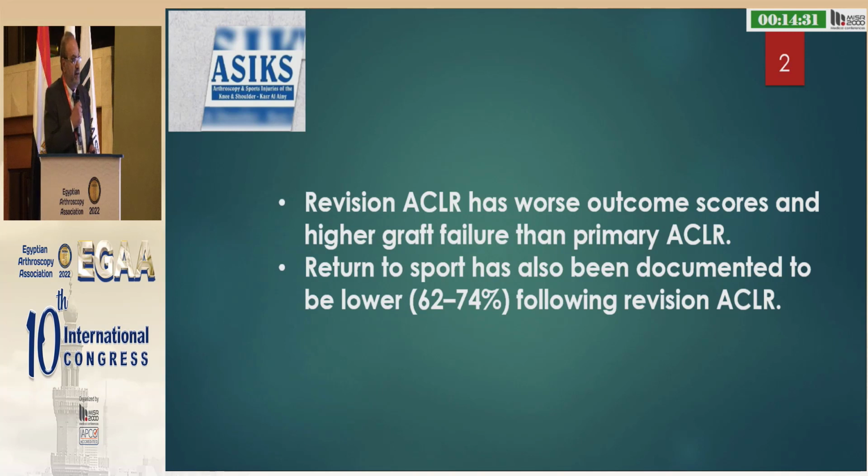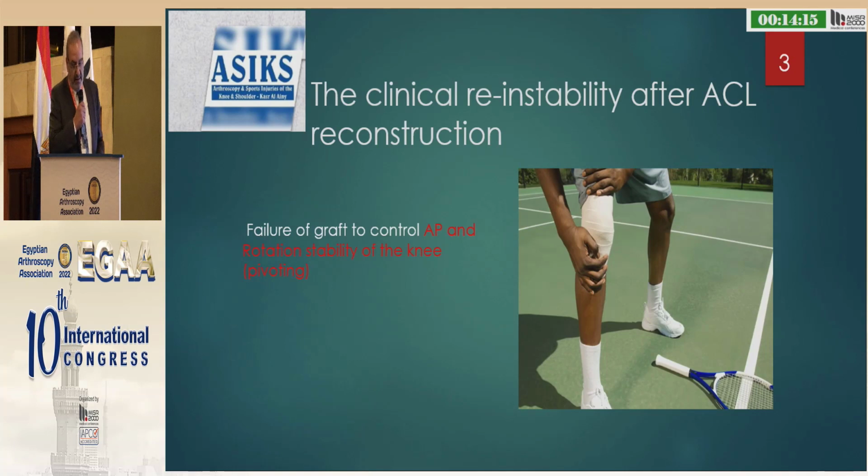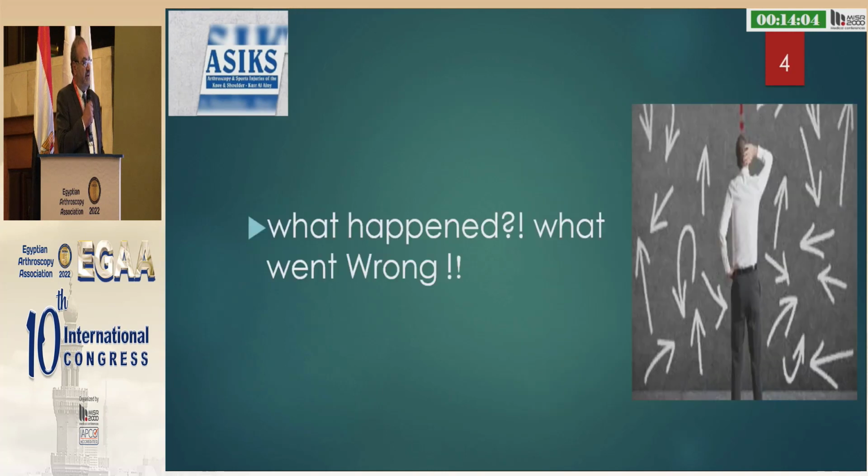So revision ACL reconstruction has a less favorable outcome than primary reconstruction. The patients have usually been documented to be lower by 60% following revision. We'll concentrate more on re-instability after ACL reconstruction, failure to control rotation and anteroposterior stability. What happened during the first surgery and what went wrong?